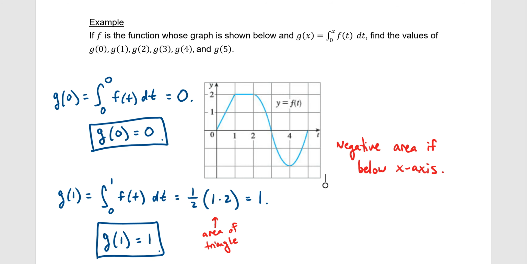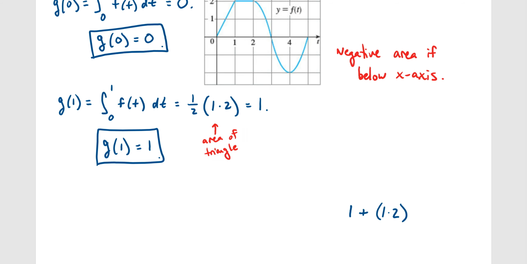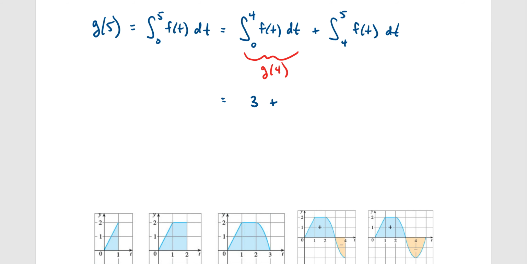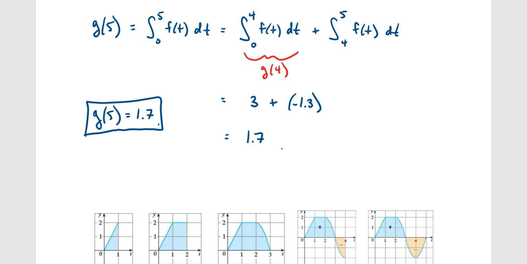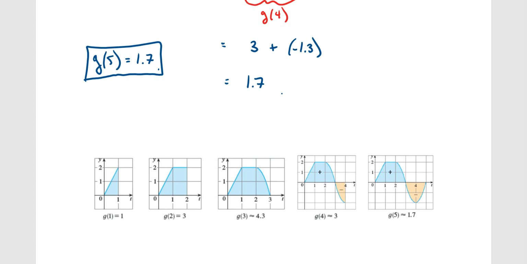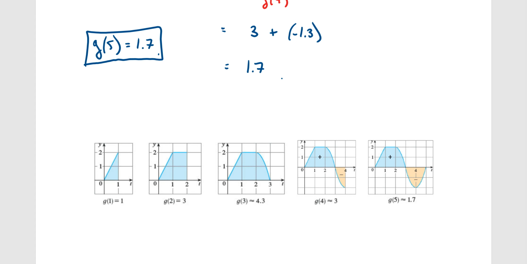So the area under the curve from 4 to 5 is going to be this area right here. Once again, we're just assuming that that's given to us as 1.3. But since it's below the curve, it's negative. So it's going to be plus a negative 1.3, which gives us 1.7. So g of 5 is 1.7. Okay, so you can see here in all these graphs shown below the regions that we're looking for, and you can see that they're the cumulative areas for this function.